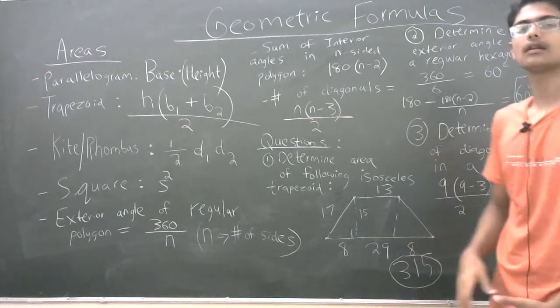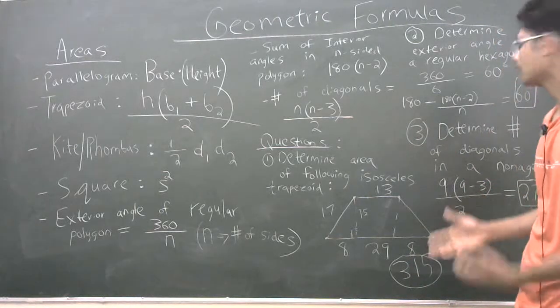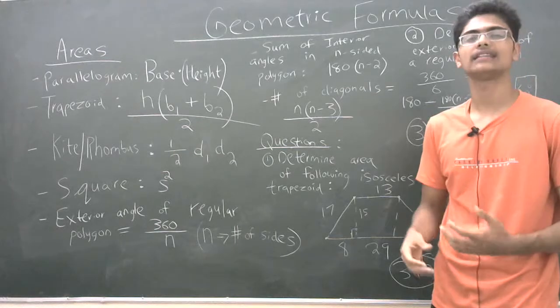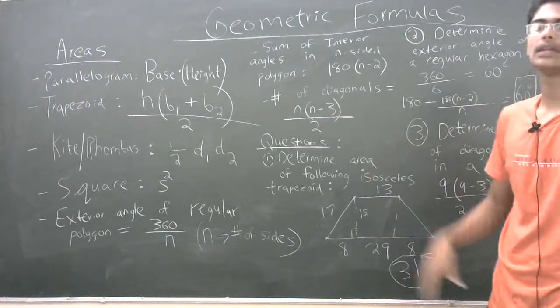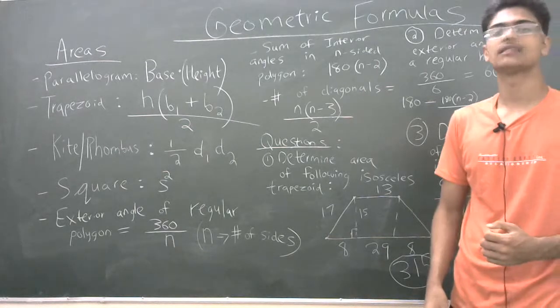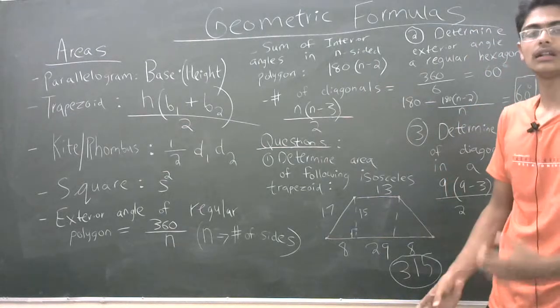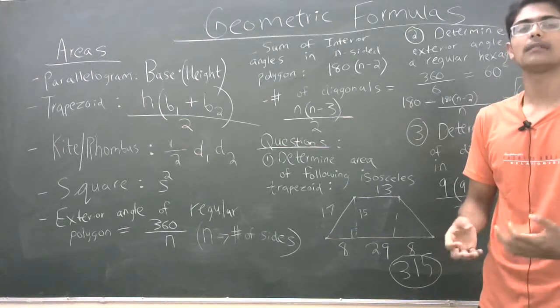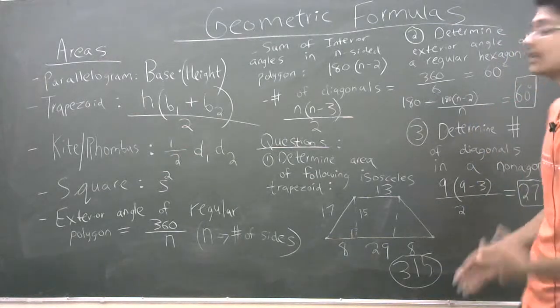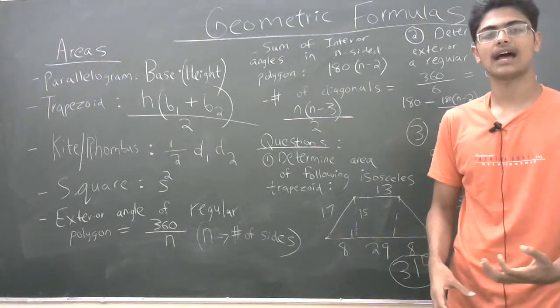Question 3 is: determine the number of diagonals in a nonagon. A nonagon is really a nine-sided figure. Substituting 9 into the formula, we get 9 times 9 minus 3, all divided by 2, which is really 9 times 6, 54, divided by 2, which is 27. So a nonagon has 27 diagonals.